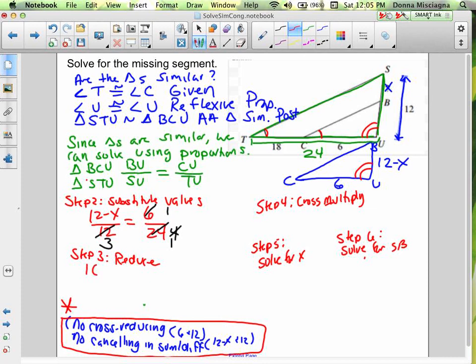All right, so now I've got 1. I'm still going to write the 1 just to make sure that I'm cross-multiplying. 1 times 12 minus X equals 1 times 3. Boy, these are really small numbers to work with. If you hadn't reduced, you would have had 24 times 12 minus X equals 6 times 12. We'll get the same answer, all right? This is just smaller numbers. So I don't have to multiply by 1. 12 minus X equals 3.